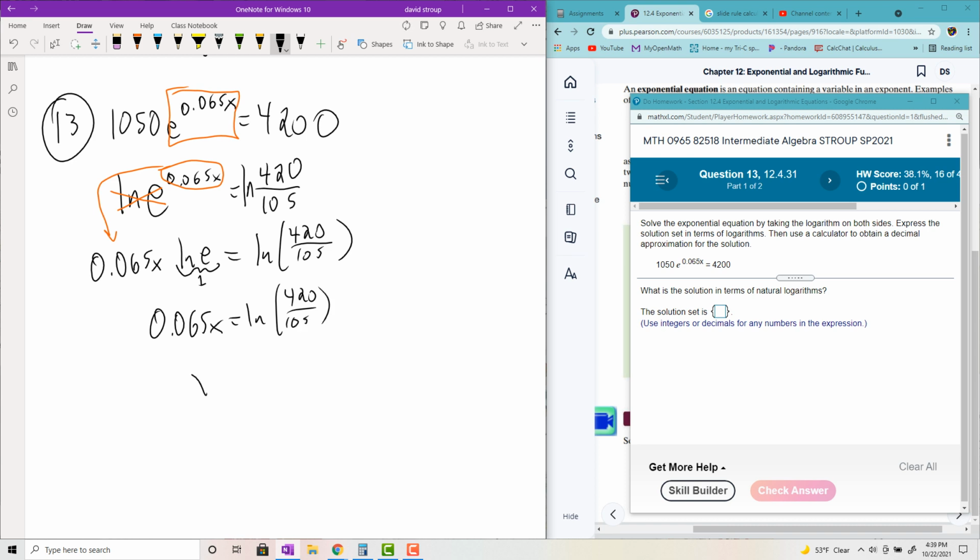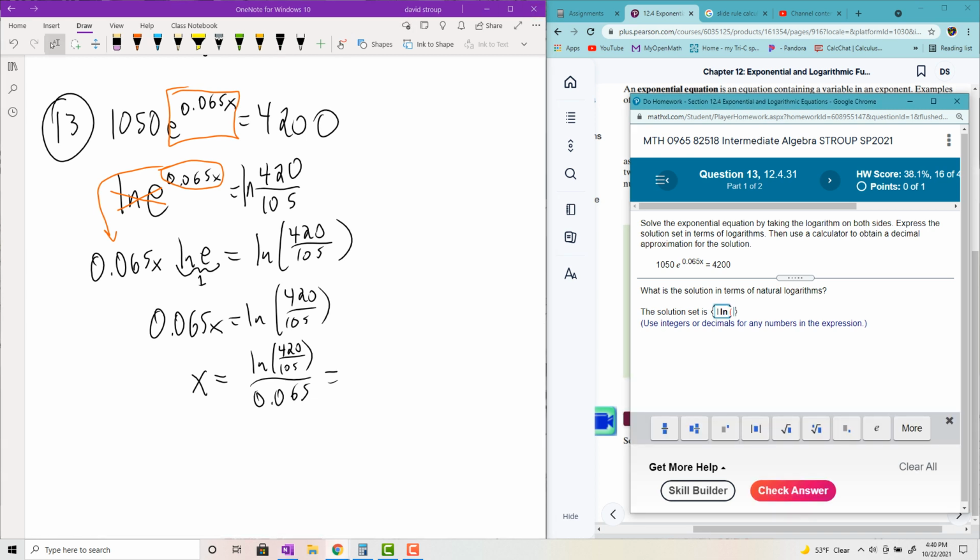I'm going to divide by the 0.065, and I get ln of 420 all over 105 divided by 0.065. I'll go ahead and get that in my calculator. ln of 420 divided by 105. Make sure you put all of that inside the log, and then on the outside of the log, you divide by the 0.065. Use integers or decimals for any numbers in the expression. Oh, so first they just want that thing, and then they want the decimal.